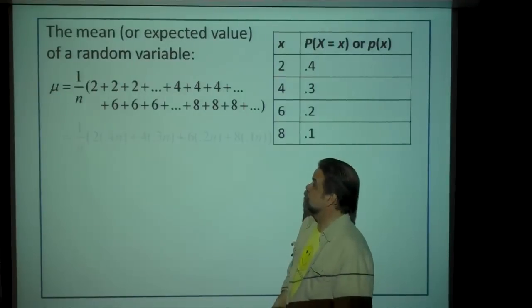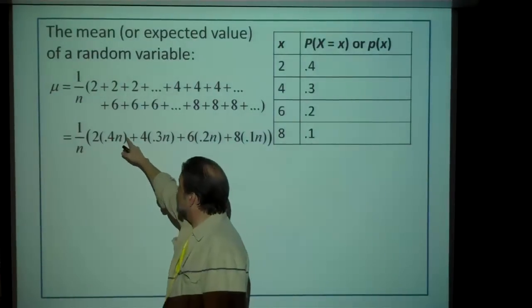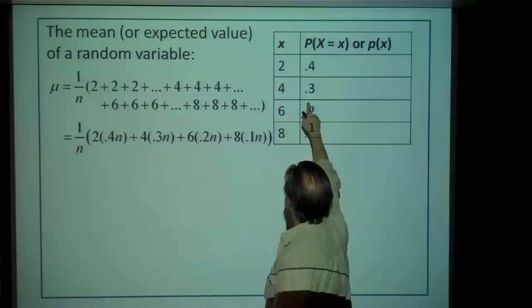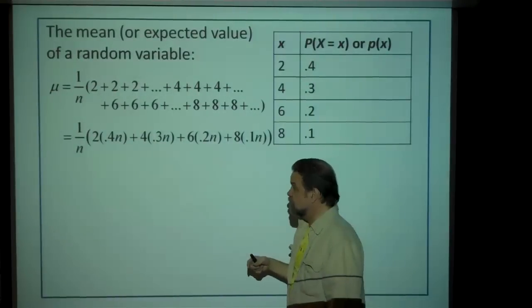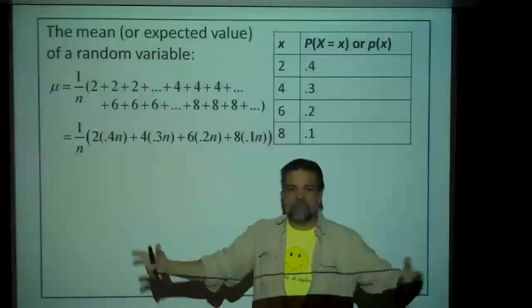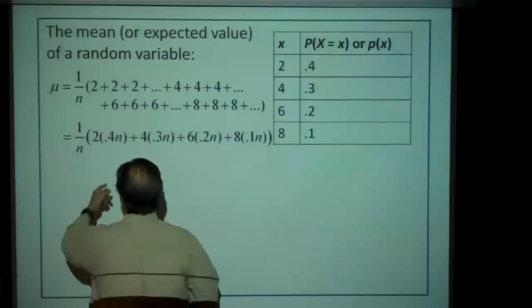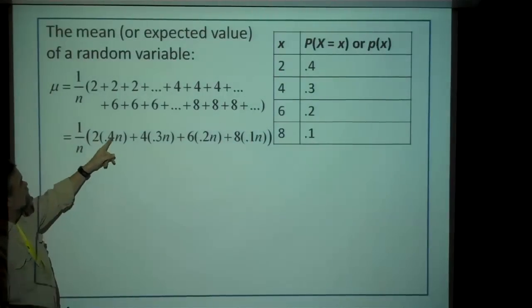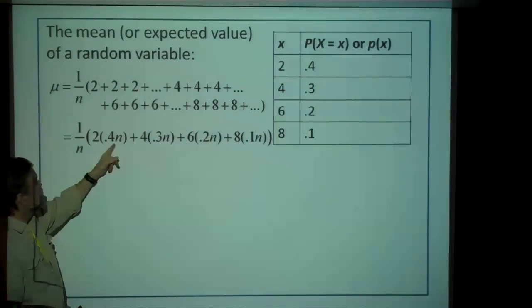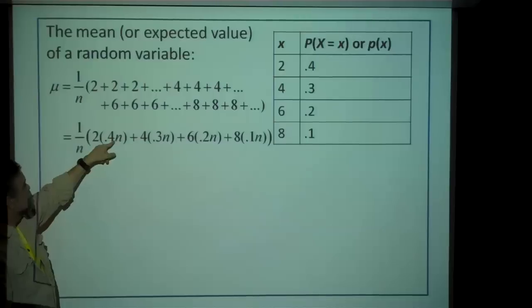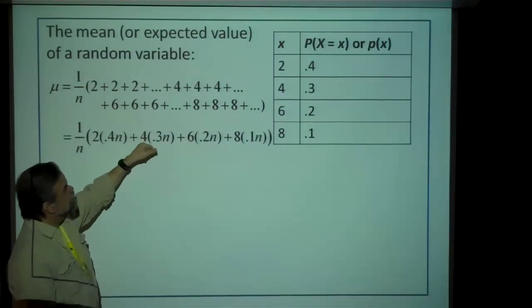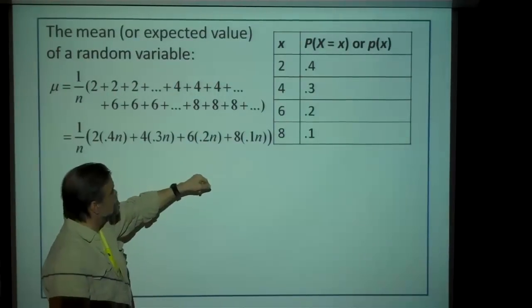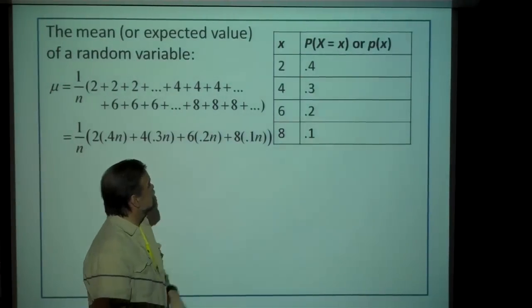Now, how many 2s? Well, it would be about 40% of however many I have, okay? Because there's a 0.4 probability of landing on a 2. So let's say I spin it tons and tons of times, and I get exactly 40% twos, okay? So I'm gonna just add up 2 that many times, which means 2 times this thing here, plus 4 times 30% of my spins, plus 6 times 20% of my spins, plus 8 times 10% of my spins.